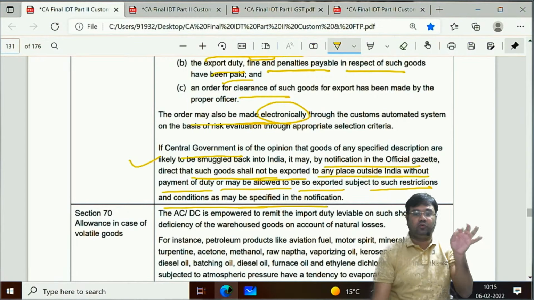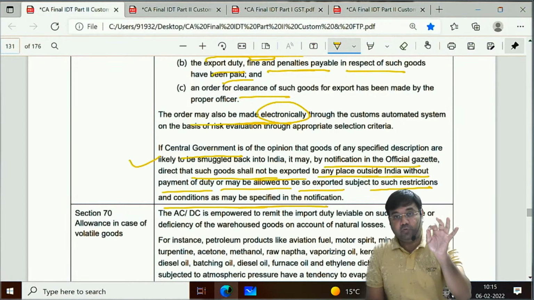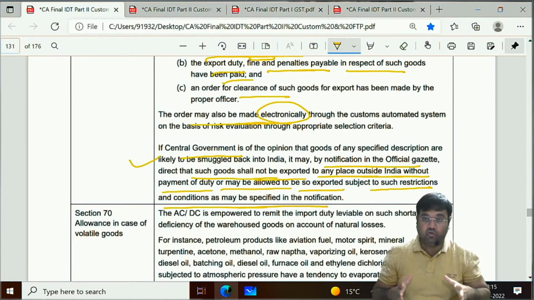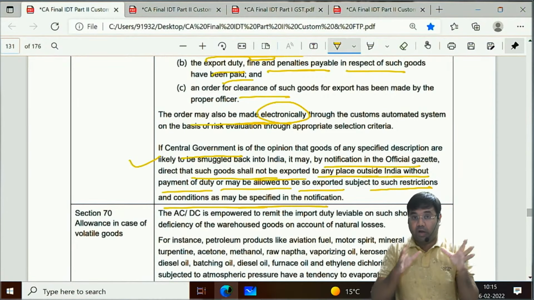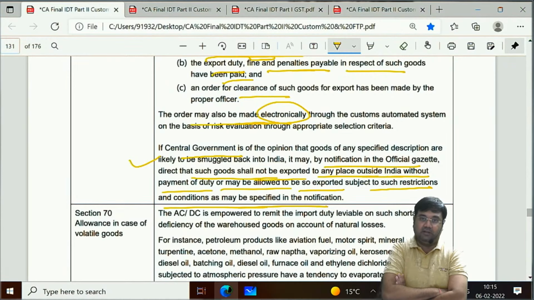So they can issue a notification saying that such goods cannot be exported without payment of duty, or they can put a restriction. So this section also empowers the central government that in case they have doubt that such goods are going to be exported and smuggled back, they can issue a notification in the official gazette and say such goods will be exported only on payment of duty, or they can put some restriction.